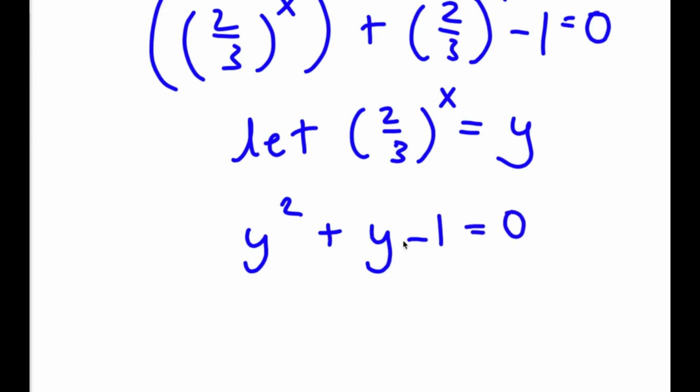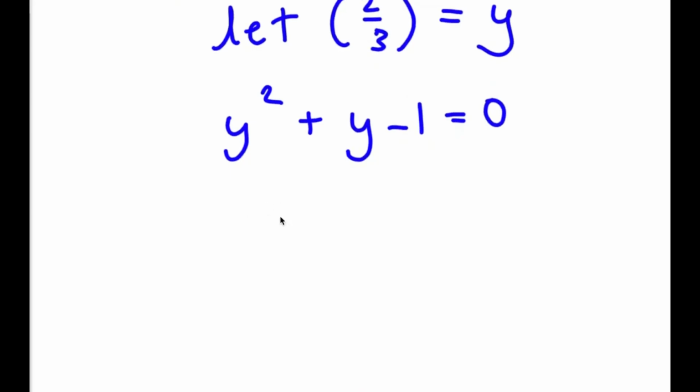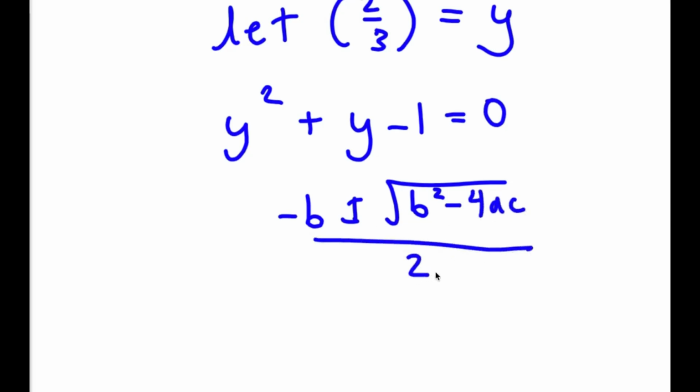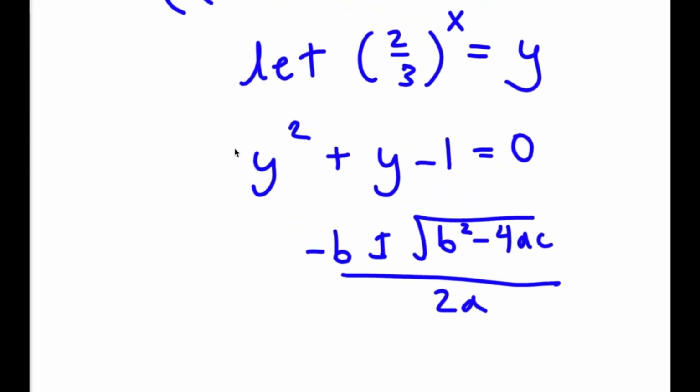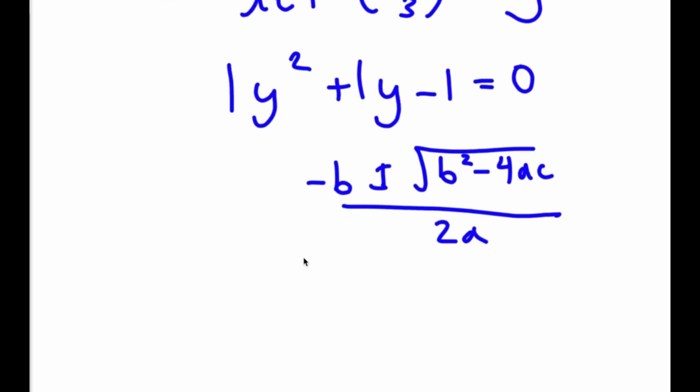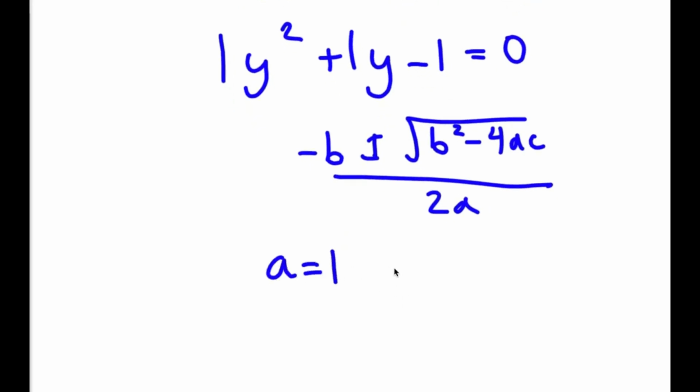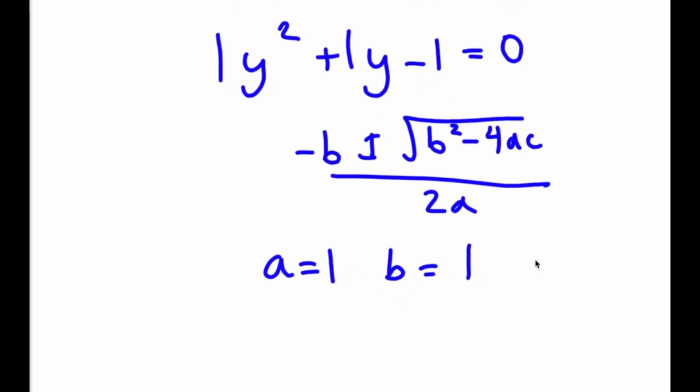And now, as you can see, we have a quadratic equation. And any quadratic equation can be solved by using the quadratic formula, which is negative b plus or minus the square root of b squared minus 4ac, over 2a. So the coefficient in front of y squared is 1, the coefficient in front of y is 1, and we have negative 1 over here. So this means that a is 1, b is also 1, and c is negative 1.